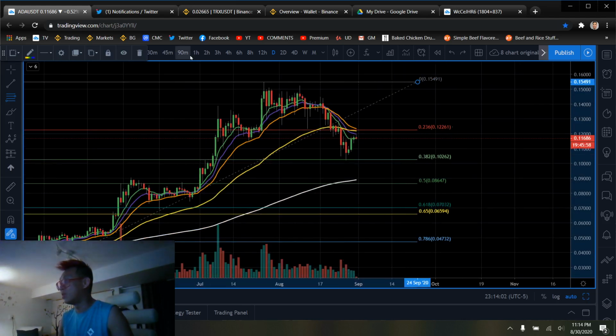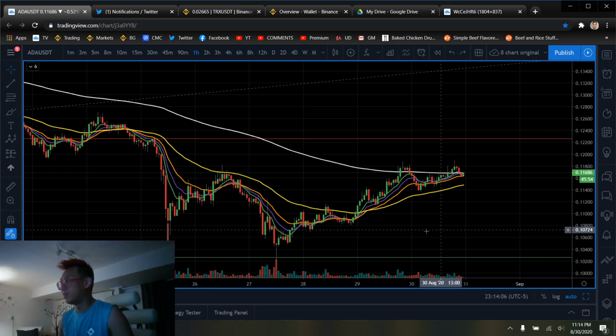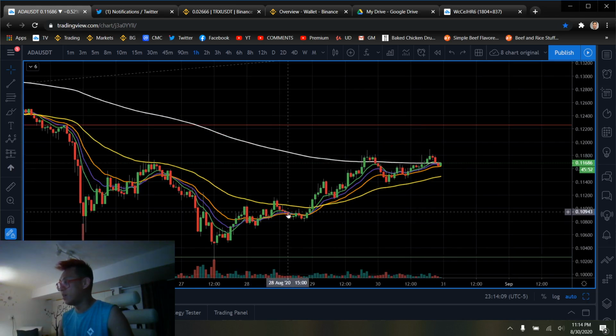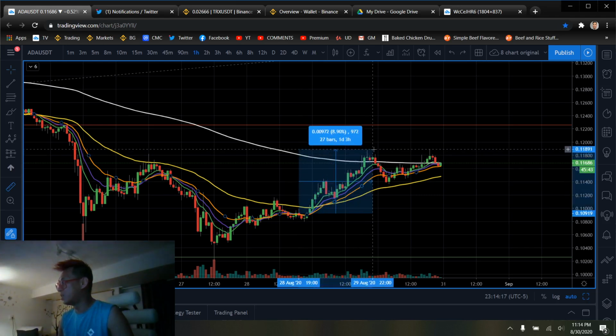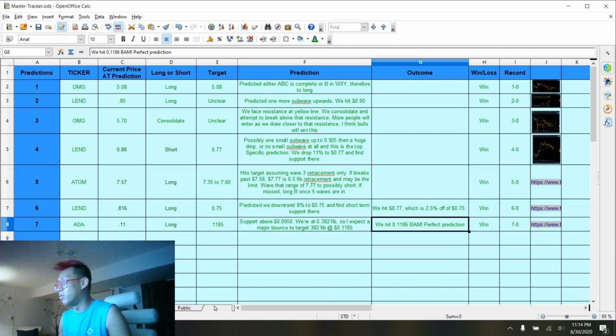It spiked right there at 382, zooming into a lower time frame. I made the prediction August 28th at 4:30ish, around this time right there, when it was about 10 cents, that it would spike up 10%, and it went up about 9%. So pretty accurate, I'd say. Really good trade there. I didn't take that one, believe it or not, though.